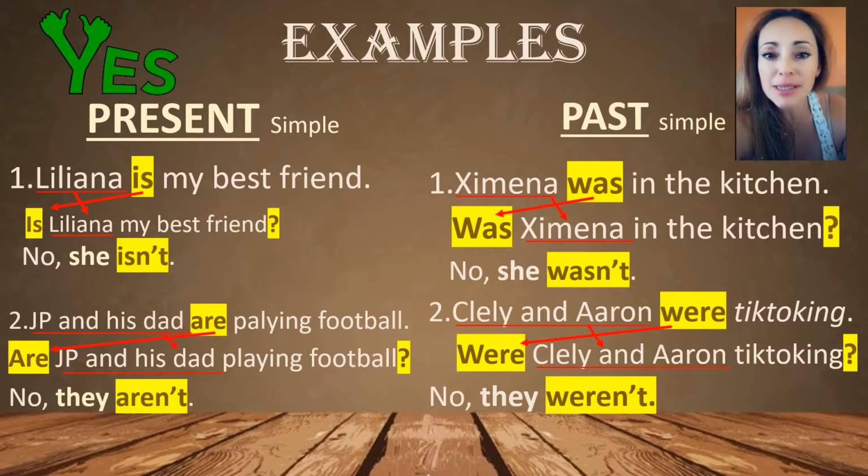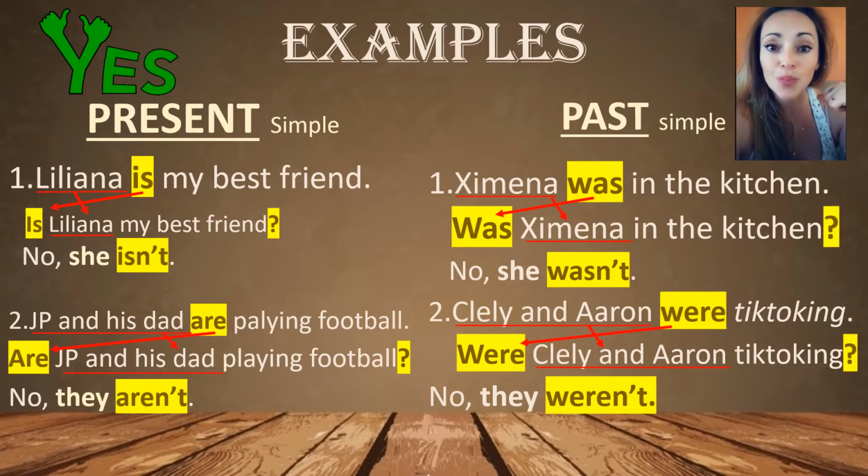Now, what is going to happen when we have the sentence in past simple? It's going to happen the same thing. Only we need to identify the verb to be in past, okay? Let's look for some examples. Example number one. Jimena was in the kitchen. Was is the verb to be in past simple, and it's going to be our auxiliary to start the question. Was Jimena in the kitchen? Question mark. And the short answer would be no, comma, she wasn't.